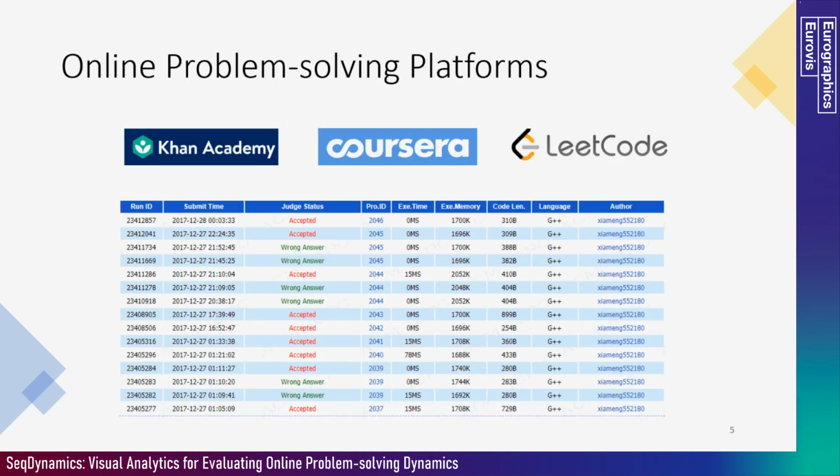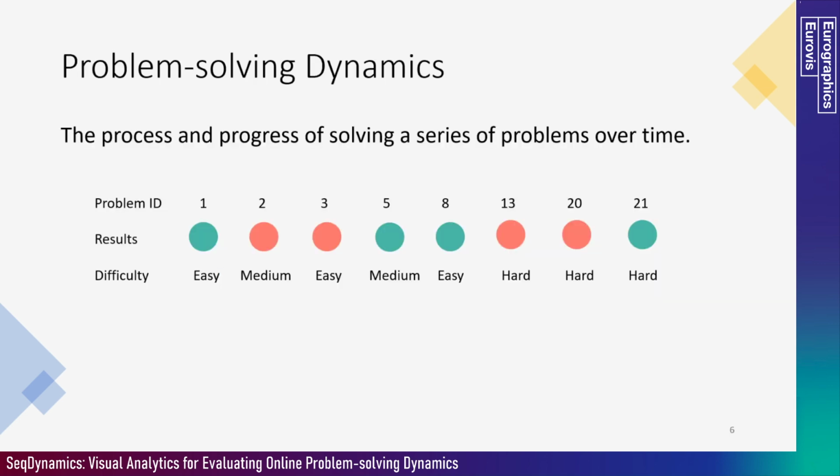Fortunately, more and more platforms have logged behavior data, which can be utilized to evaluate a candidate's comprehensive skills. For example, online problem-solving platforms like Khan Academy, Coursera, and NeetCode record students' practice history on different programming exercises and math problems. We call the process and progress of solving a series of problems over time the problem-solving dynamics.